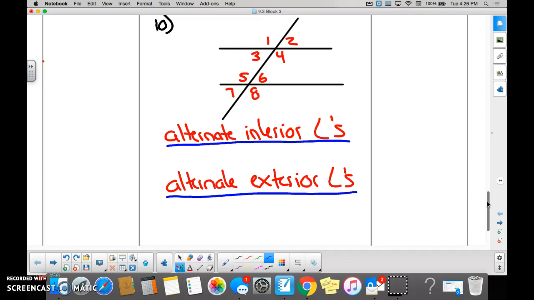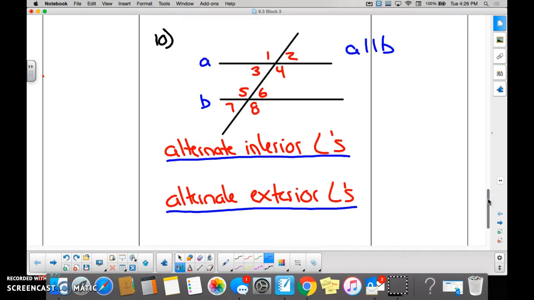So for alternate interior angles, in our shape here, we have an A and a B. I'm going to tell you A is parallel to B. This is going to be your transversal, the one that crosses both of them. So we're going to call that T for transversal. And we have angles 1, 2, 3, 4, 5, 6, 7, 8.